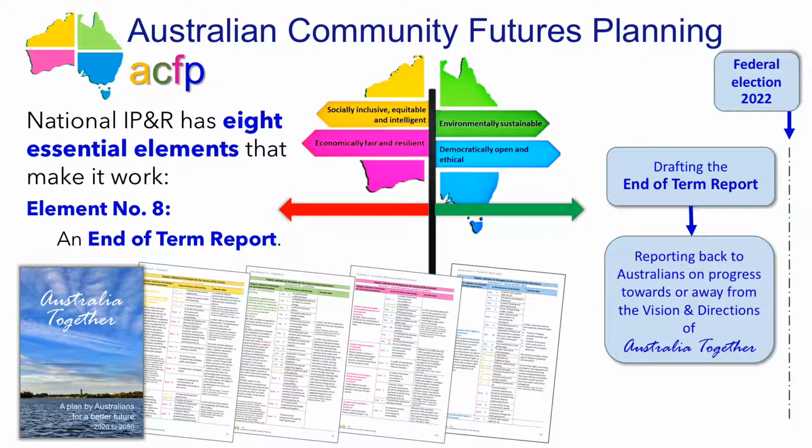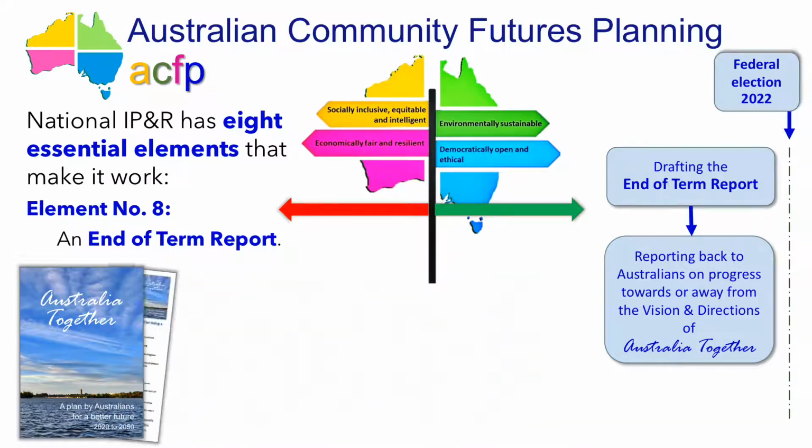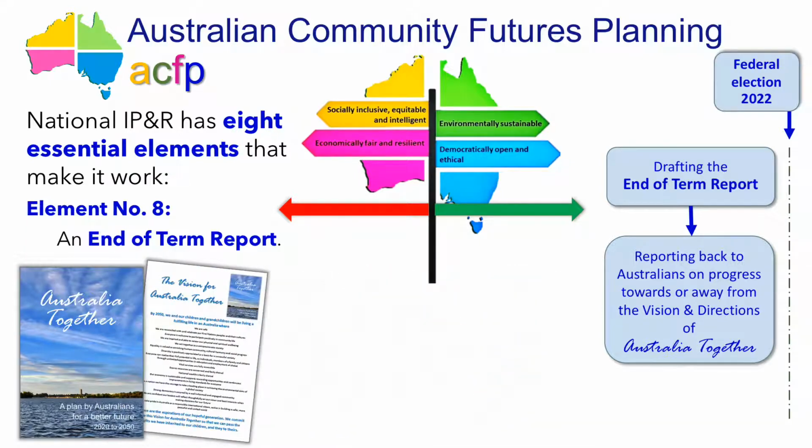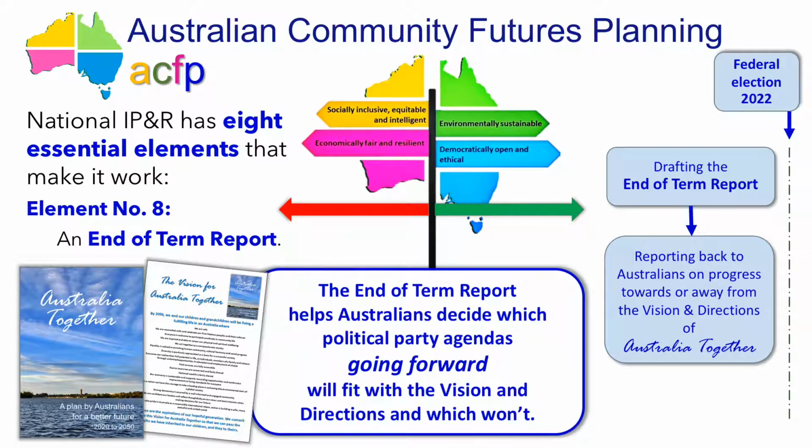It can also isolate areas of failure and suggest areas where policy adjustment may help get the plan back on track. And it can provide an opportunity to consider changes to the plan itself if the community thinks that is advisable. The end-of-term report can also help Australians decide which political party agendas going forward will fit with the vision and directions and which won't. It can give us clearer insights into the forward effects of policies on the politicians' menus.